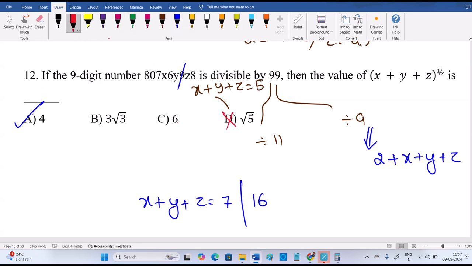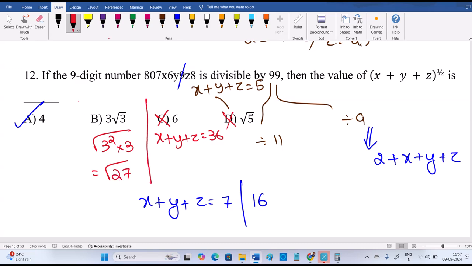Why can't this be? Means x plus y plus z equal to 36. 36 plus 2, 38. 38 is not divisible by 9. Eliminated. Why can't this, sir? You send this 3 inside. 3 square into 3. 3 square is 9. 9 into 3, 27 will come. 27 will be there.